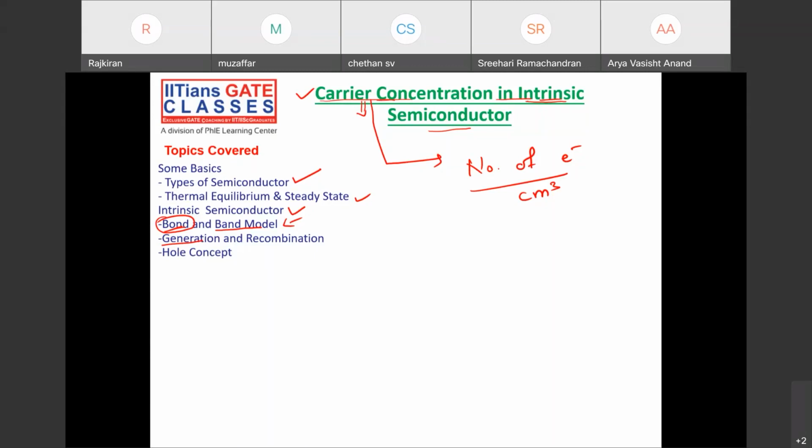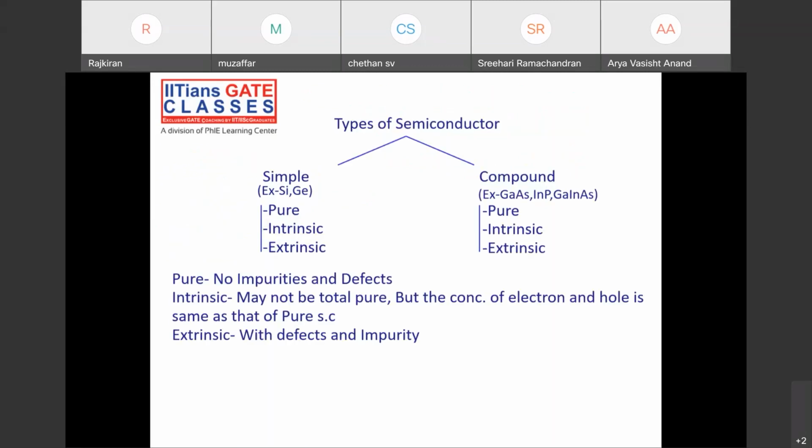So let me start. Guys, there are two types of semiconductor. One is called simple, another is called compound. Simple means a semiconductor made up of only one element. Compound means it is a mixing of more than one element, like gallium arsenide, indium phosphide, gallium indium arsenide. So it is mixing up different elements.